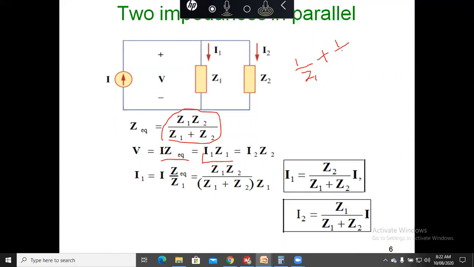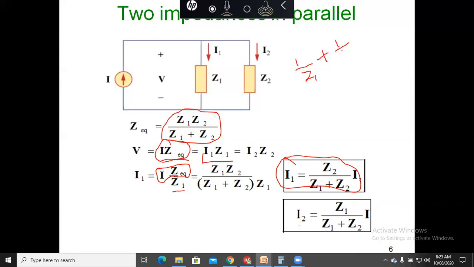So Z equivalent here, and here Z equivalent is divided by Z1, so we will get I1. Substituting the value of Z equivalent, we will get the current divider rule. So this is the current divider rule, that I1 is equal to Z2 by Z1 plus Z2 into I.